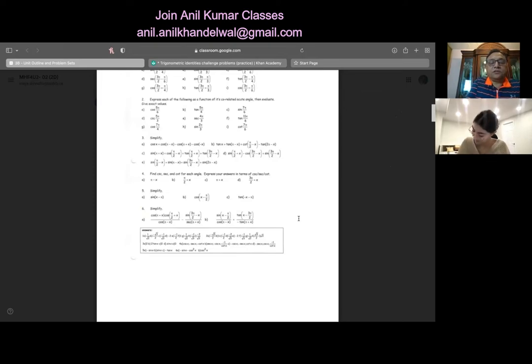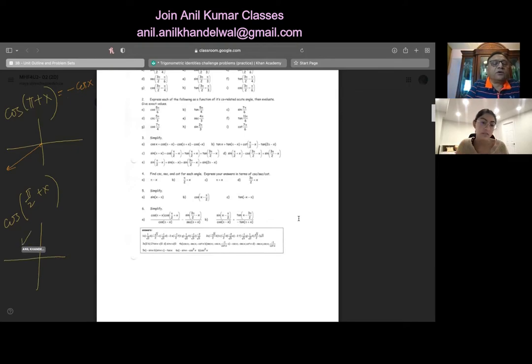So the first term is cos of pi plus x. Pi plus x means you are in quadrant 3, and therefore you are negative. So negative cos x. Is that clear to you? Then we have cos of pi by 2 plus x. You are in the second quadrant. Again, negative. But this is a co-related angle, so negative sine x. Is that clear to you?